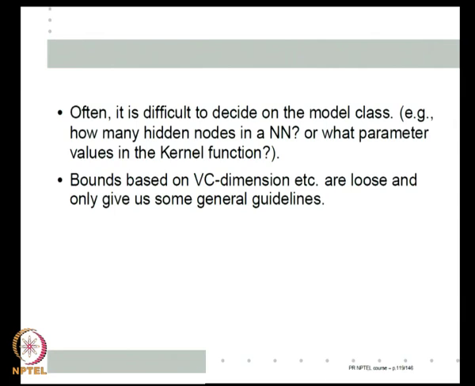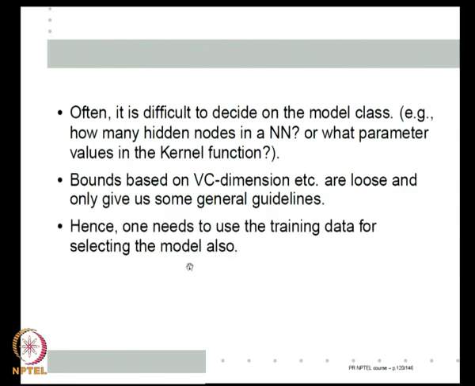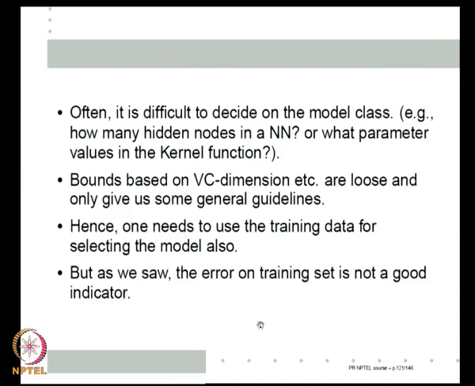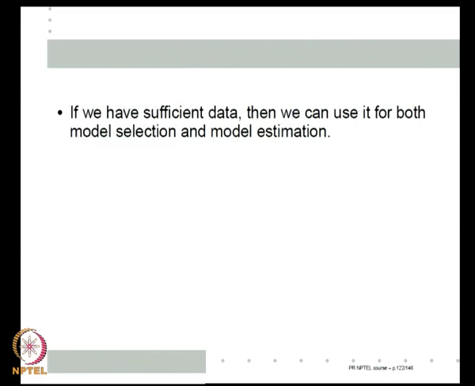While we have seen some theory like the VC dimension and so on, these are loose bounds. While they give you general guidelines, they can't give you any specifics. Hence, one needs to use the training data for doing model selection also, for deciding which model class to use. How do I do this? But we saw training error is not a good indicator for the model class. I can keep increasing the complexity and keep reducing my training error. So, if we want to use the data that we have, then we have to use it slightly differently.